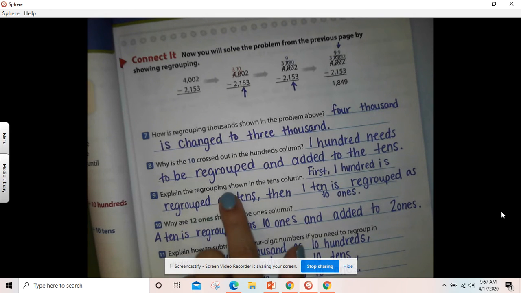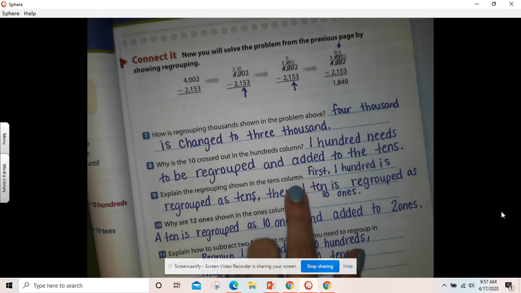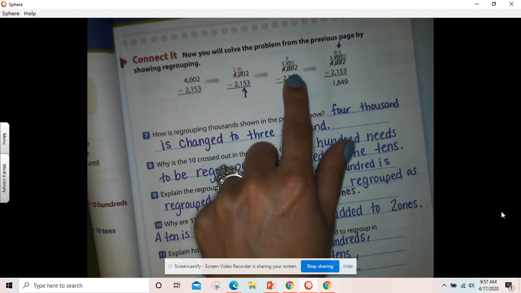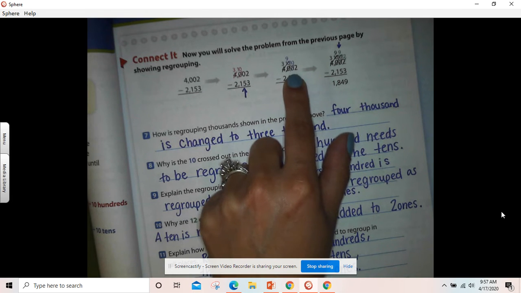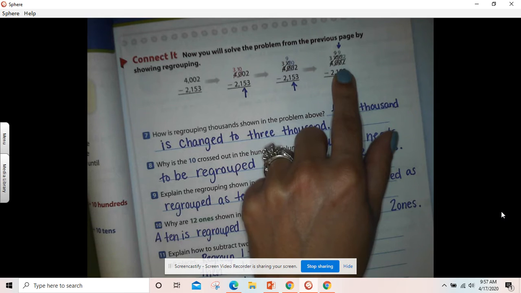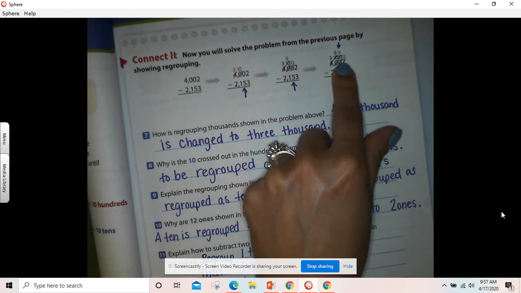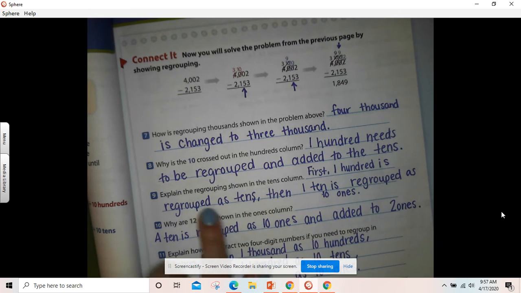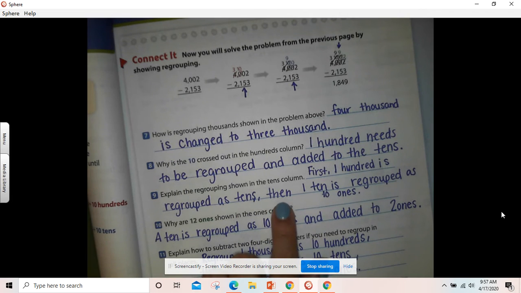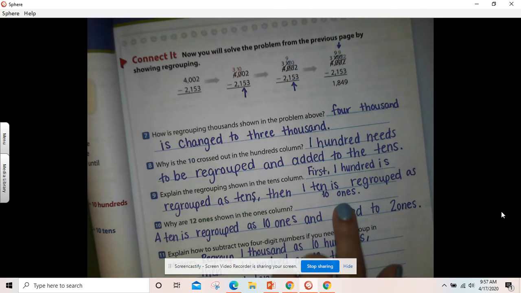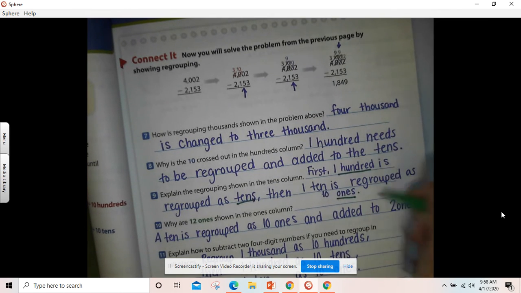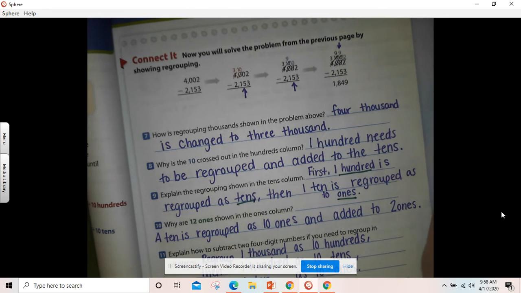So number 9 says explain regrouping shown in the tens column. When I look at that tens column, again, I had a 0. I moved it and it became a 10 because I regrouped from the hundreds. And then again, I had to regroup and change that 10 to a 9 and bring those over to the ones place. So that's what I said. First, 100 is regrouped as tens. Then 110 is regrouped as 10 ones. So I see my place value. I went from hundreds to tens to ones. Hundreds, tens to ones. All right. How are we doing?